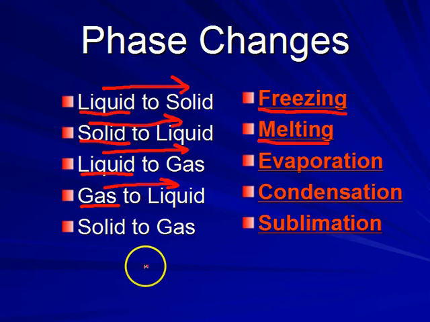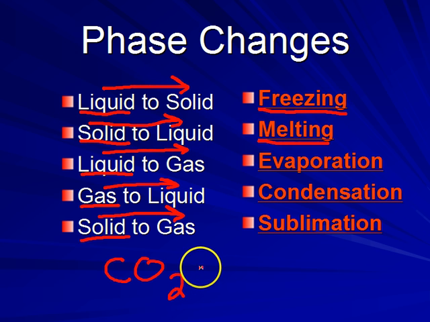Now this one you probably haven't heard a lot about. You can actually go right from a solid to a gas. A really good example of this is dry ice. Dry ice is actually carbon dioxide in a solid form, and when it changes right from a solid, it goes right to a gas state. Usually, with water, if you have a solid, it's got to go to a liquid state, then it goes to a gas state. Well, not here. Carbon dioxide goes right from a solid to a gas, and we call that sublimation.